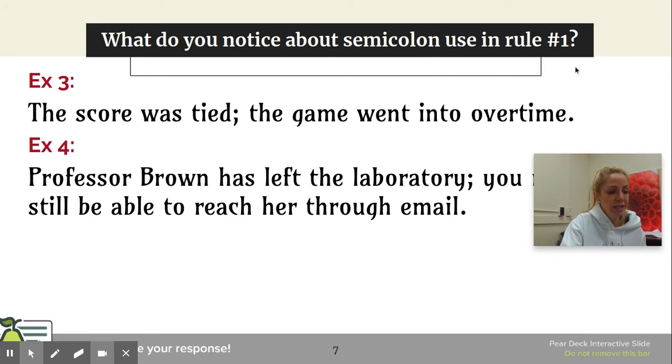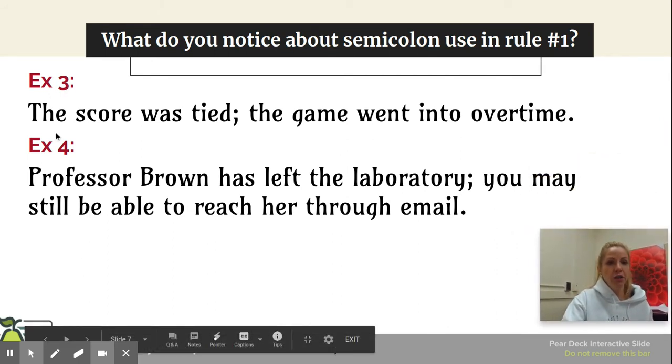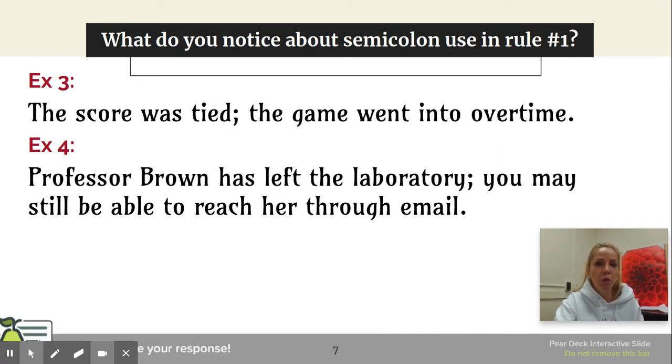Go ahead and write these two examples. And looking at them, what do you notice about the semicolon? What do I have to do and remember about when I use a semicolon? So the first example, the third example, I should say: the score was tied; the game went into overtime. What do you notice specifically about semicolon usage?